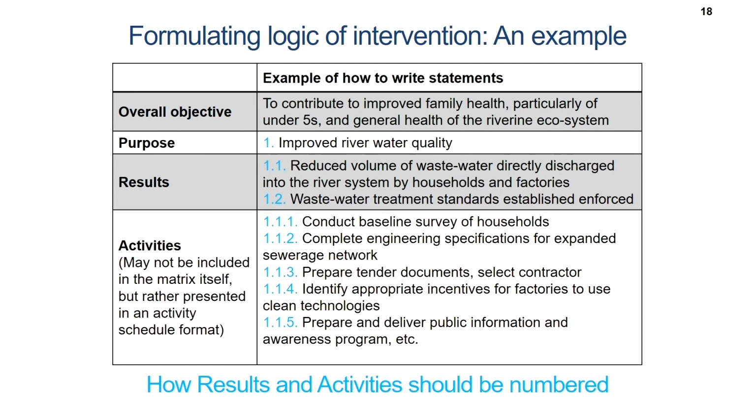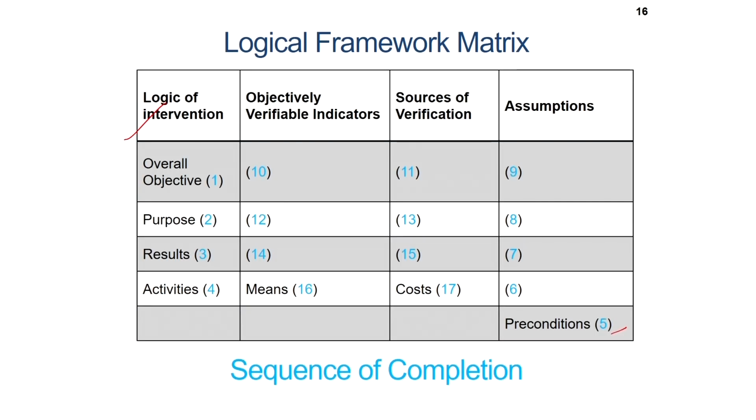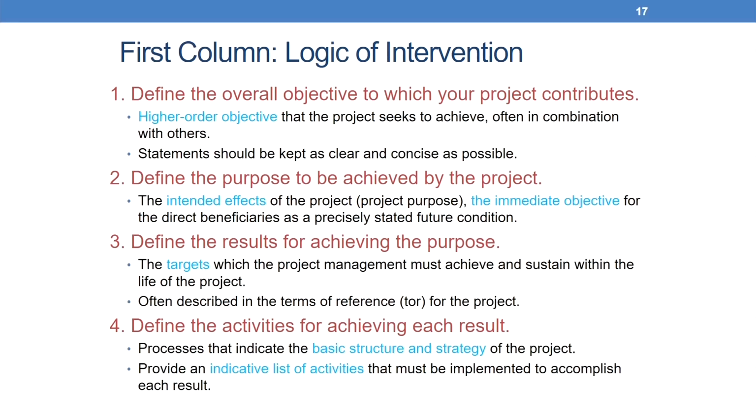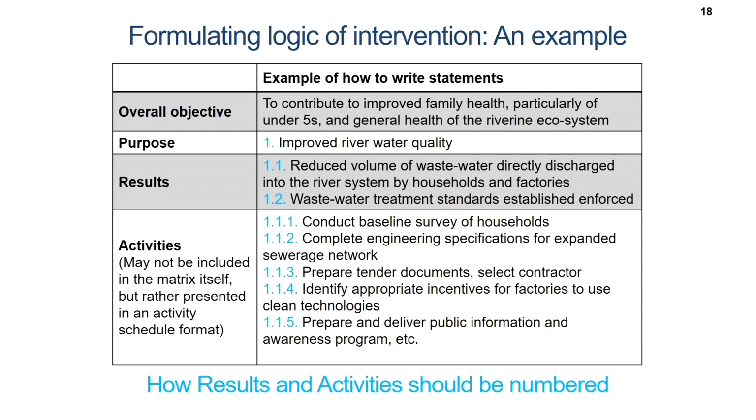Some examples of how to write the statement. So, this table that is showing on your slide basically caters to this column on logic of intervention, and they can be filled in each of these cells. So, for example, the overall objective could be to contribute to improved family health, particularly of under 5s, and general health of the riverine ecosystem. Keep in mind the example that we have just considered of river water pollution. So, in the context of that example, the overall objective could be to contribute to improved family health, particularly of under 5s, and general health of the riverine ecosystem.